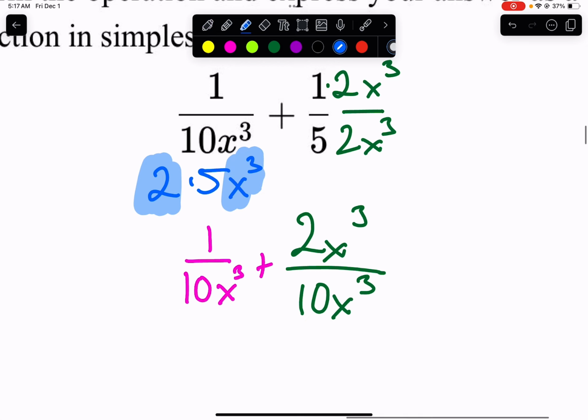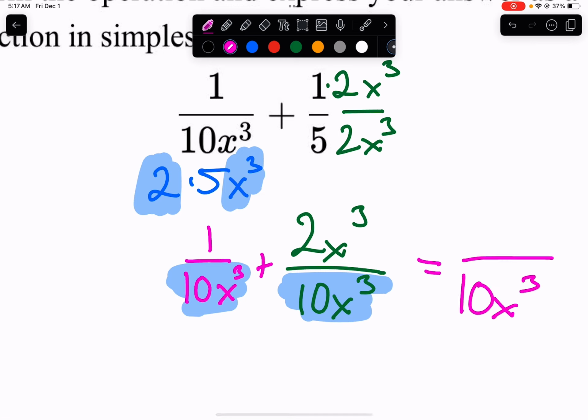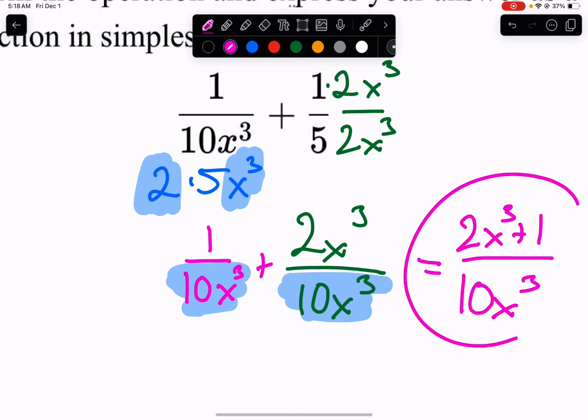Now at this point, you can see that we have our common denominator. So when you add and subtract fractions, you leave your denominator the same. So we end up with 10x cubed on the bottom, and then you add the values on top. It works the same as if I was asking you to add these without any denominators. When there are x values involved, you're going to be combining like terms. Now if you look here, we don't have any like terms, so we just have 2x cubed plus 1 as our answer.